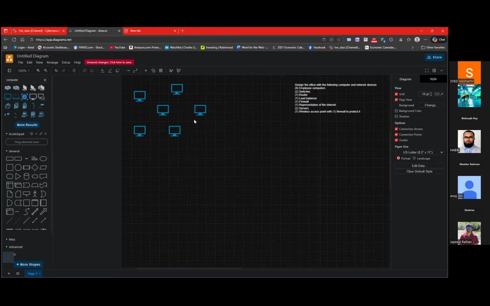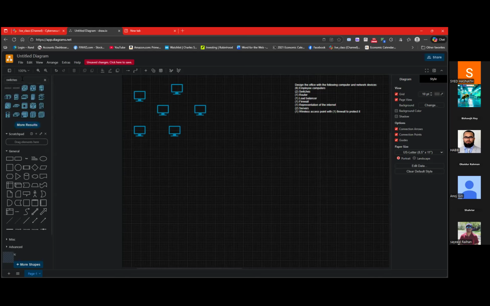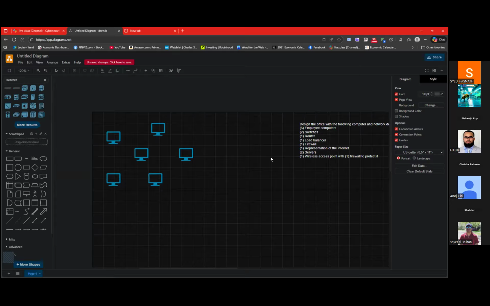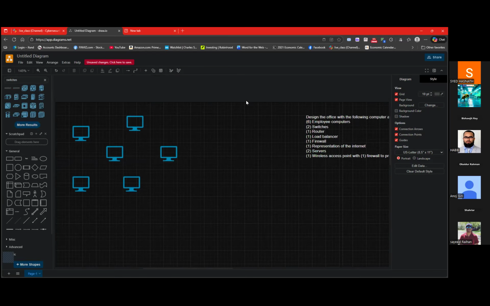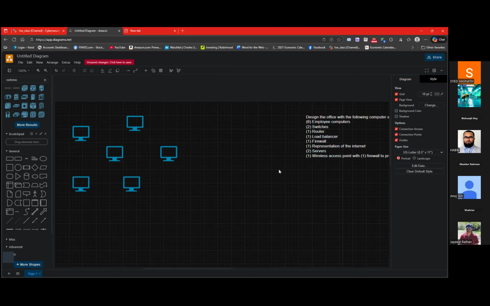Okay. Hopefully it's a good picture. Then get 2 switches. Is this type of switch good enough? Yeah, this is good.